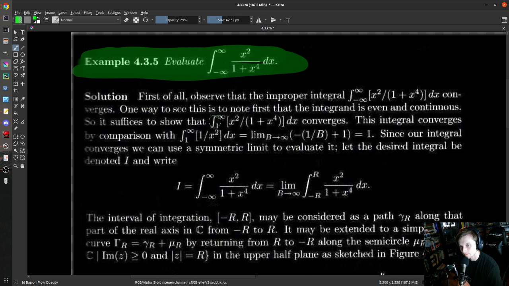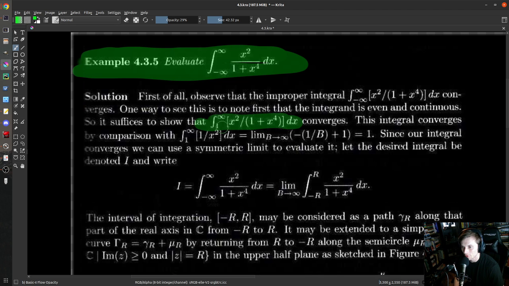So all we have to do is show that, say, the integral from 1 to infinity of x squared divided by the quantity 1 plus x to the fourth dx converges. Now, we can do this just by a comparison. We'll just say it real quick. Notice that if you integrate 1 over x squared from 1 to infinity, that's just the limit as b goes to infinity of the integral from 1 to b of 1 over x squared, which is just, what? Minus 1 over x, right?